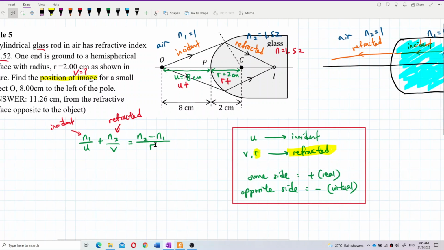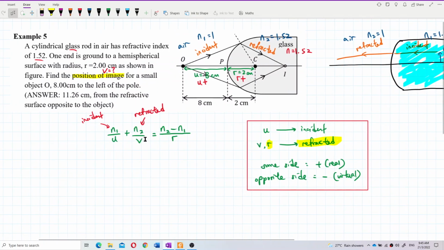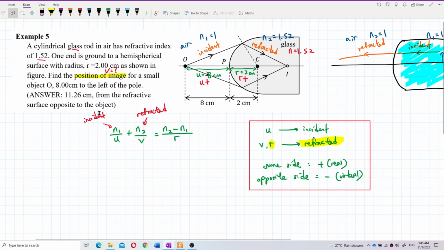Okay, now we have everything ready. We can substitute into the formula. So N1 is 1, and then N2 is 1.52. And then N2 minus N1, so it's 1.52 minus 1. Now U is 8 centimeter, which is positive 8 centimeter.